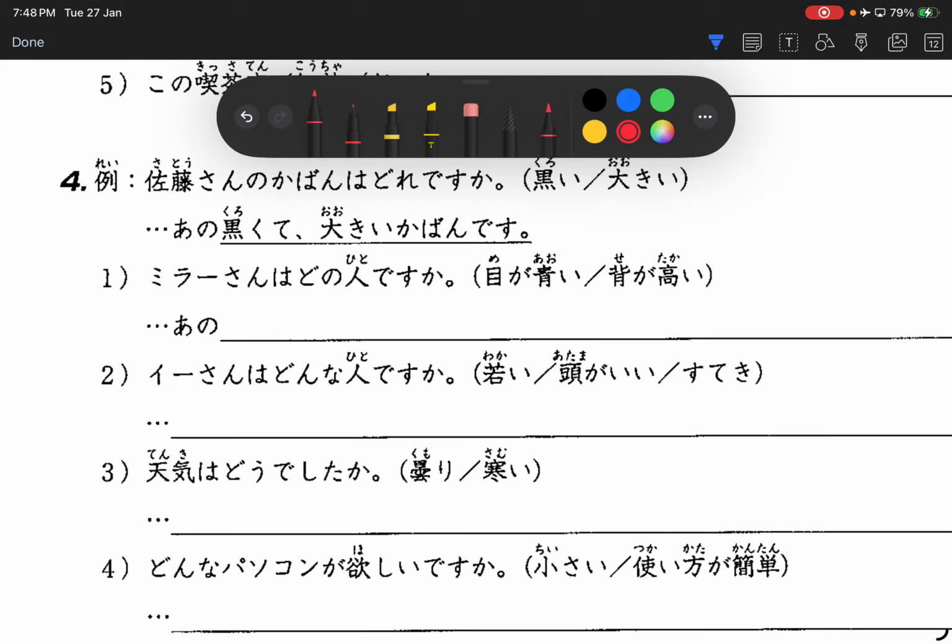Is it blue or green? Ao is blue. Although it looks like the kanji for green, but it's blue.